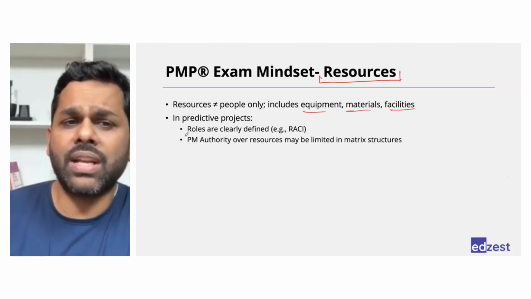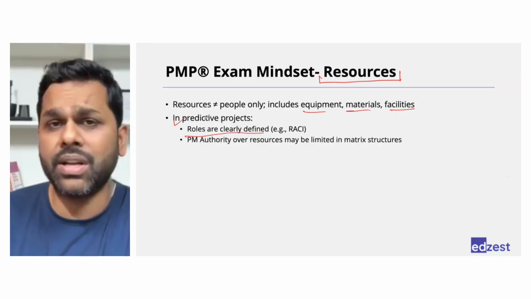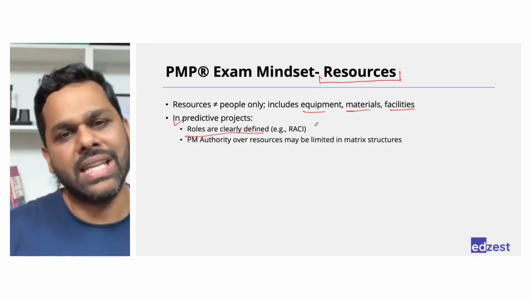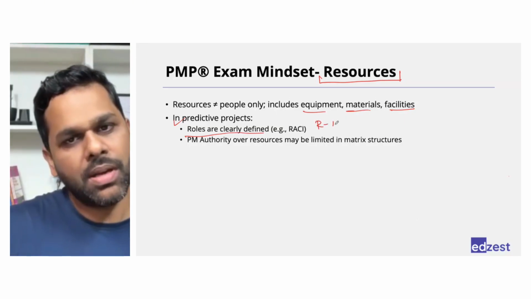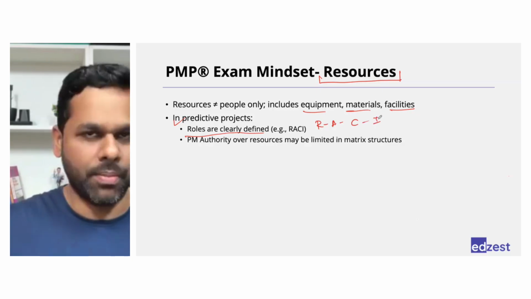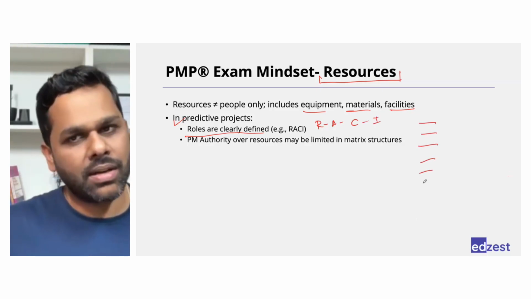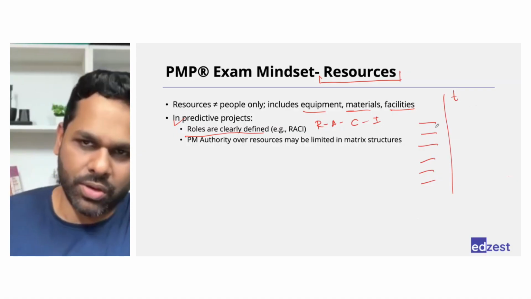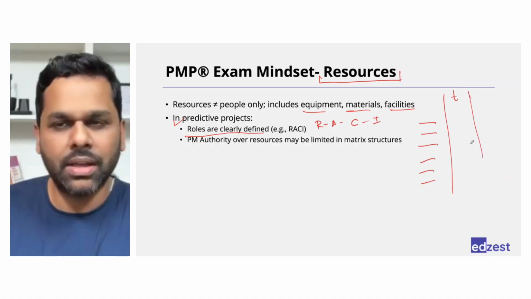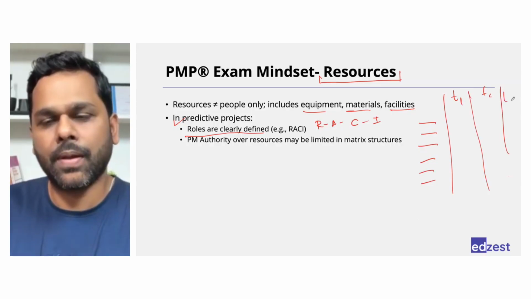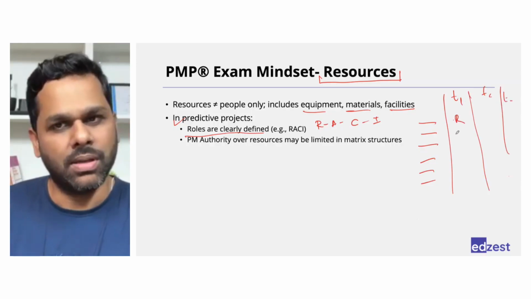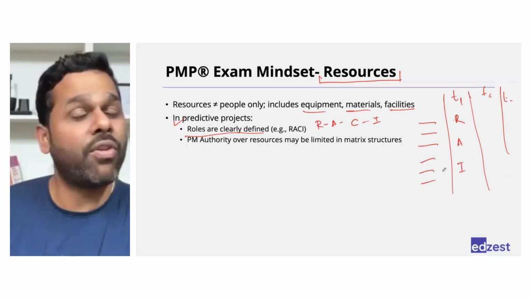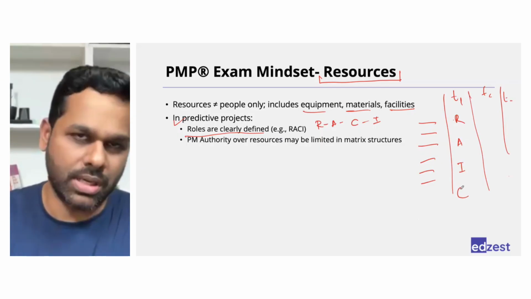Second, roles are very clearly defined in a predictive approach project. Everybody knows what their role and responsibility is, through a document called RACI. Responsible, accountable, consult, inform. Everybody's name will be there, who the people are. Then there will be a task, or you can put task name here, it doesn't matter. Task 1, task 2, task 3. This person is responsible for task 1. This person is accountable for task 1. This person needs to be informed about the task. This person needs to be consulted about the task.